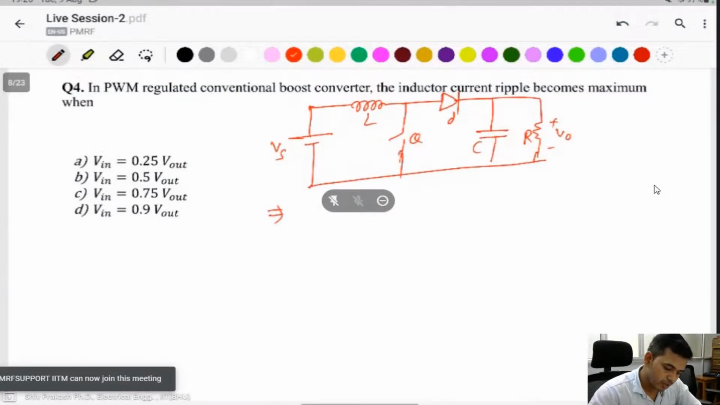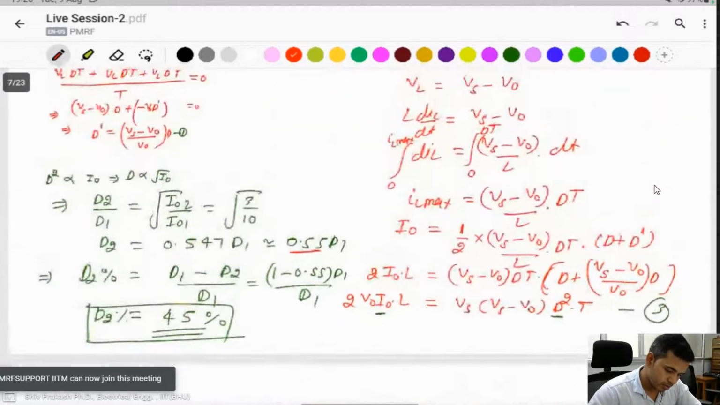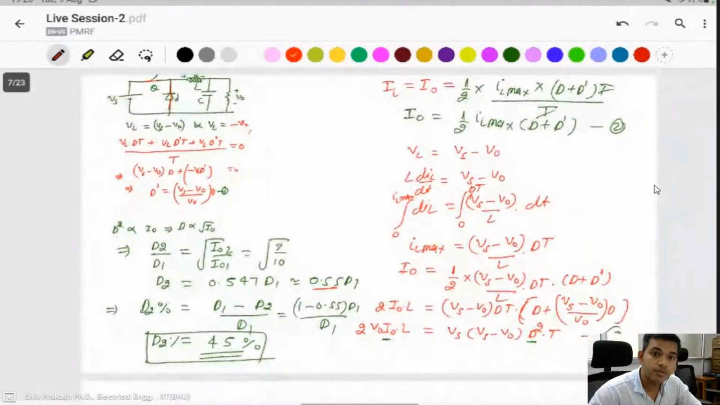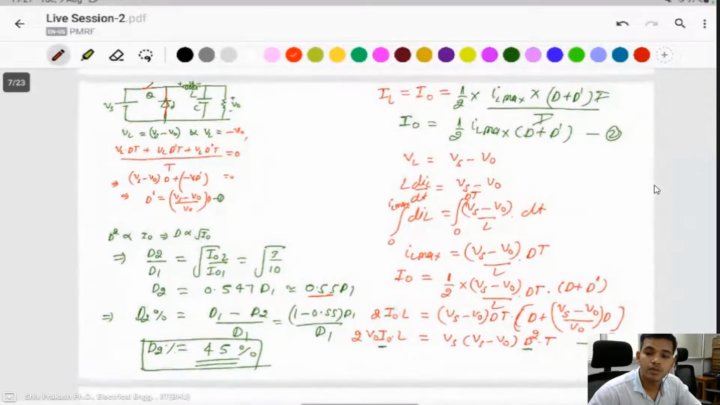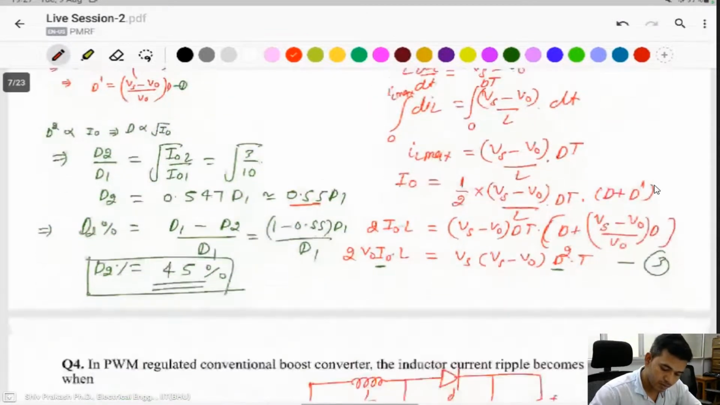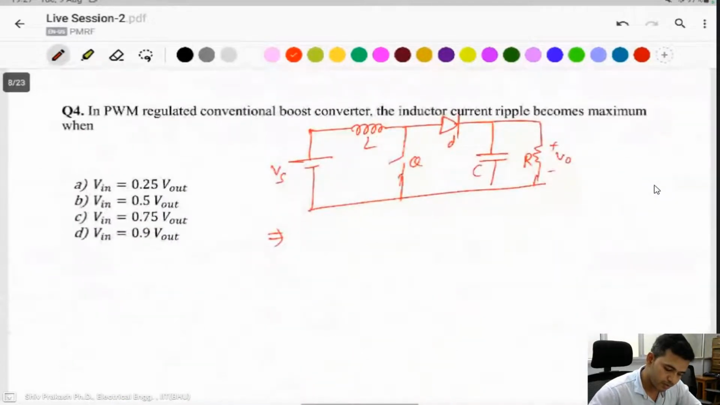Previous page, okay. I think this one. It's okay. I got the next question. Here is the boost converter.